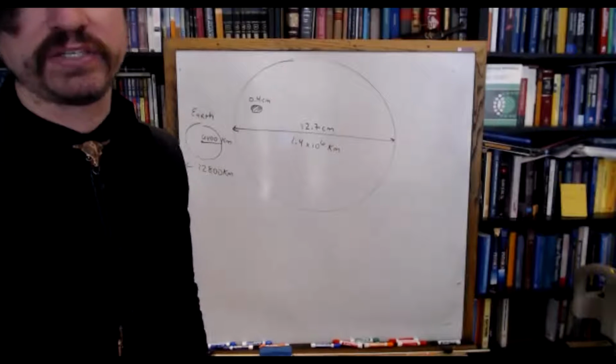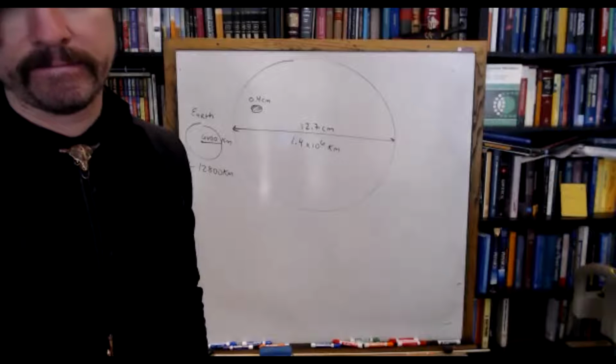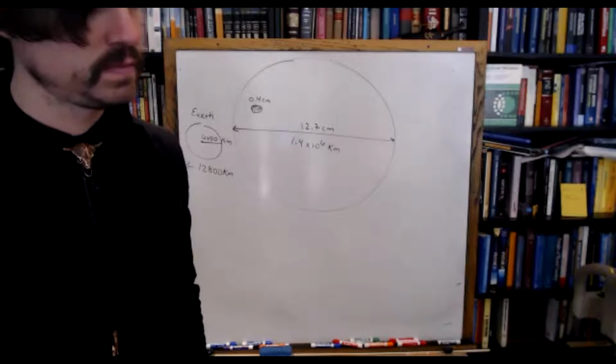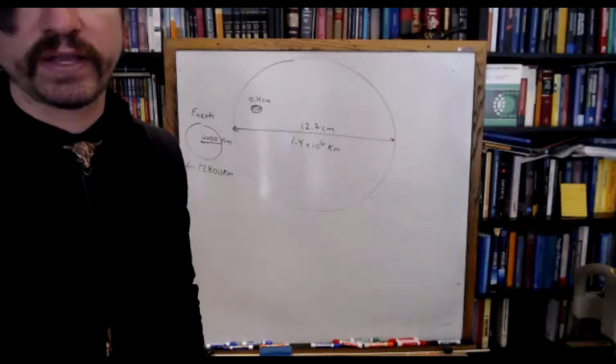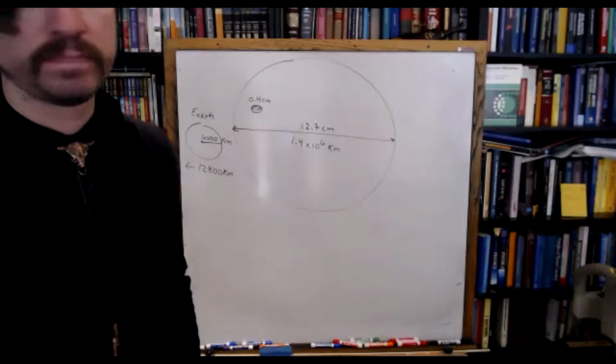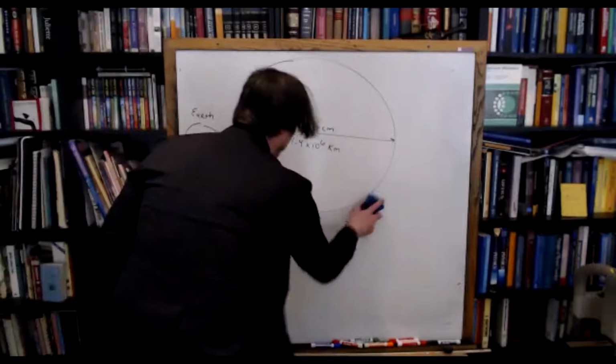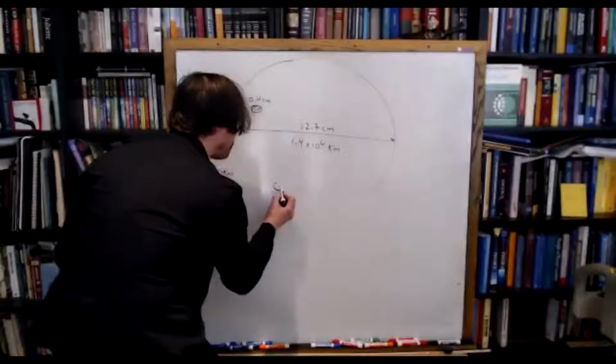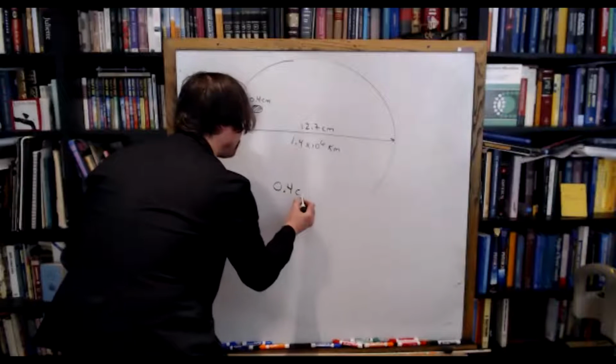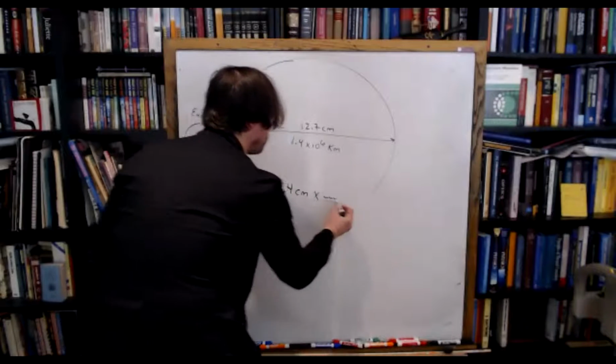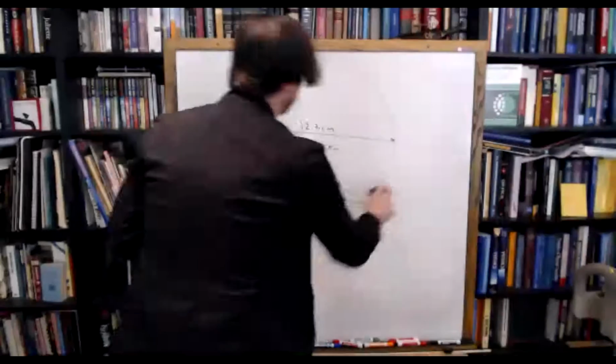What's your first step in dimensional analysis? We'll write out what you're trying to transfer. All right, so what am I trying to convert? The 0.4 centimeters. All right, cool. And what's my second step? Multiplied by a division bar. Okay, now third step.